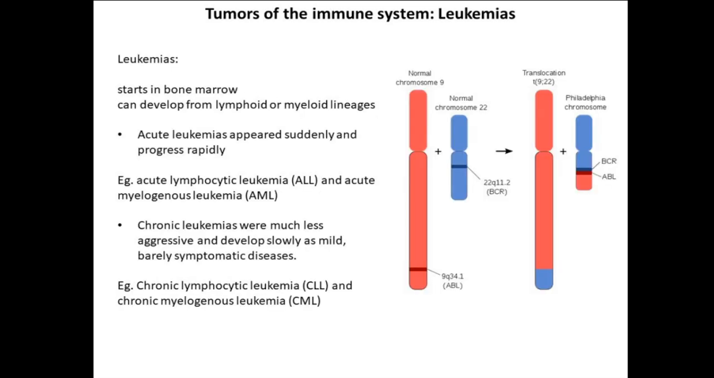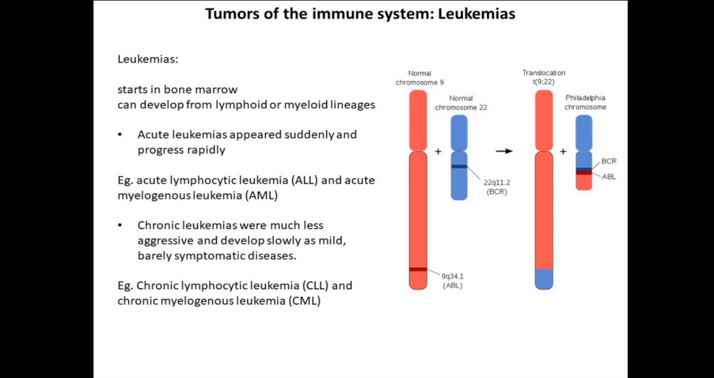Next we go on to leukemias. Leukemia, in common terms, is also known as blood cancer. Since the origin of the blood is the bone marrow, it starts in the bone marrow and can develop from the lymphoid or the myeloid lineage. There are two types of leukemia: acute leukemia and chronic leukemia. Acute leukemias appear suddenly and progress very rapidly, so the journey from the start to the extreme end is very short.